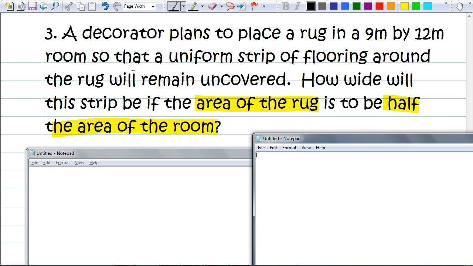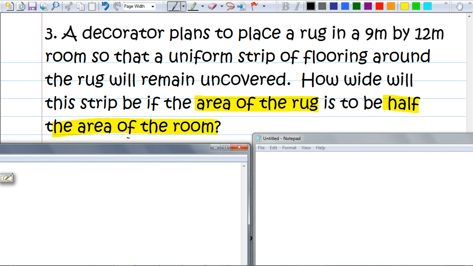How are we going to place this rug in this room that is 9 meter by 12? This is really important. How's it going to look? Yes, Dana? It's in the center. And the area of that rug is half of the room. Also, how wide will the strip be? We don't know.